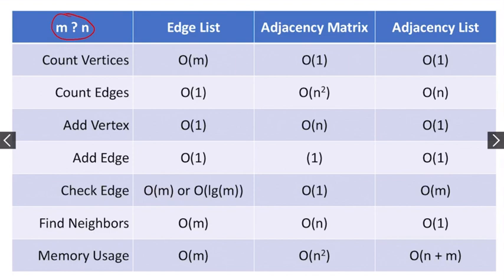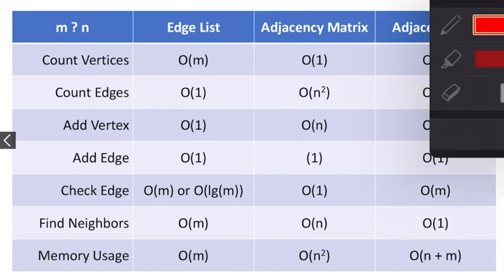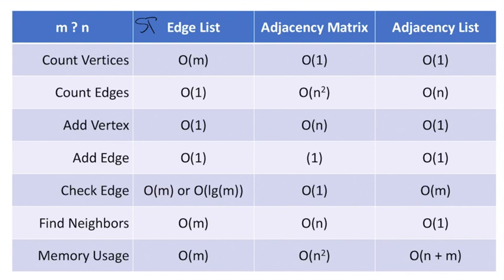So if you have what's called a sparse graph, so few edges, a lot of times you want to go with the... That doesn't show up very well. Let me try a different color. A lot of times you want to go with an edge list if you have few edges.